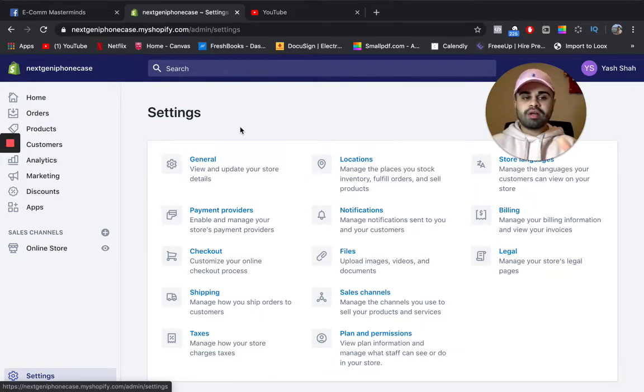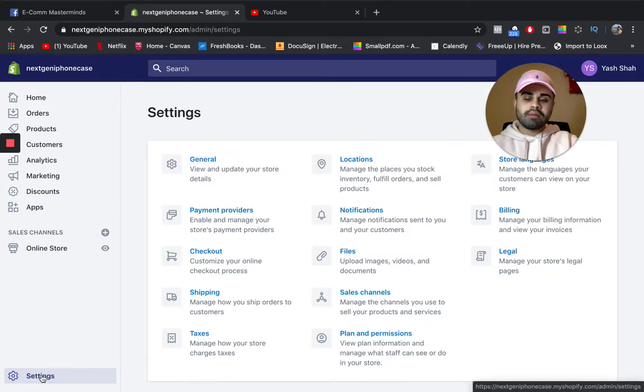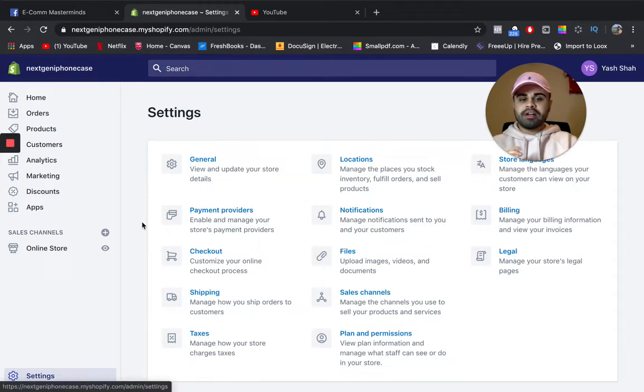Once you log into your Shopify account, what you want to do is go on the bottom left and go into settings. Once you go into settings, keep in mind, this is talking about Shopify payments, so we're going to basically ignore everything else. If you have any questions about any of these other tabs in the settings, feel free to drop it in the comments below and I will get back to you, or message me on Facebook or Instagram.